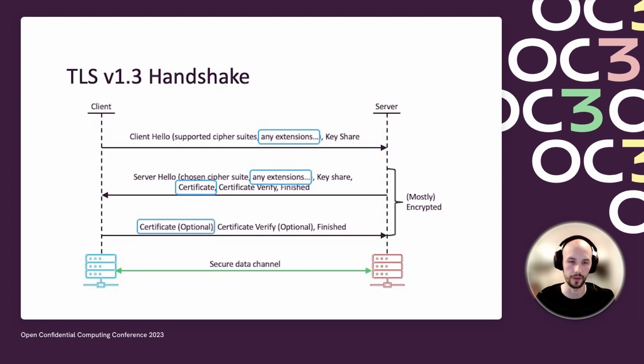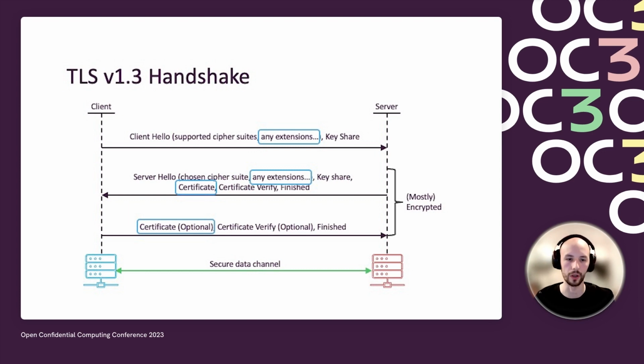Let's have a look at version 1.3 of the TLS Handshake. The Handshake is started by the client using a client hello and a key share. In the client hello, we can find a number of supported cipher suites and a number of other extensions that the client might wish to use as part of this handshake. The server then replies with its own server hello, for example, by including some chosen cipher suite, and replies to any of the other extensions that were provided by the client, and also its own key share, a certificate, a certificate verify message, and the finished message.